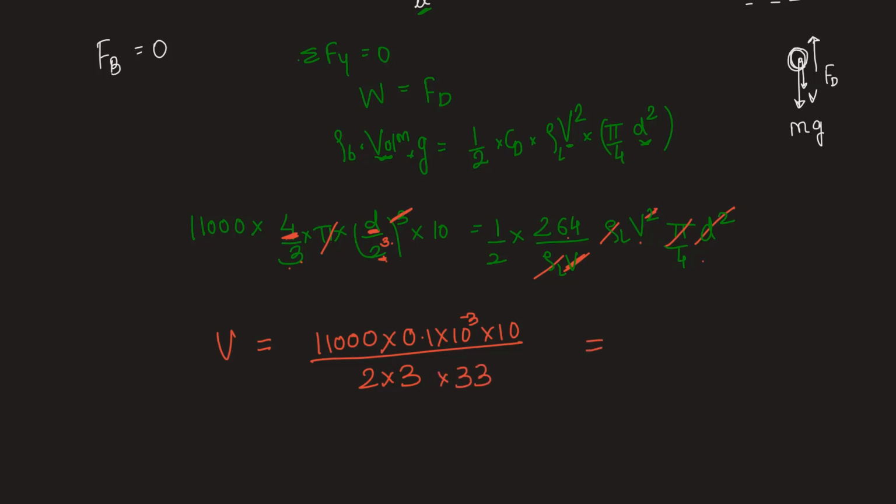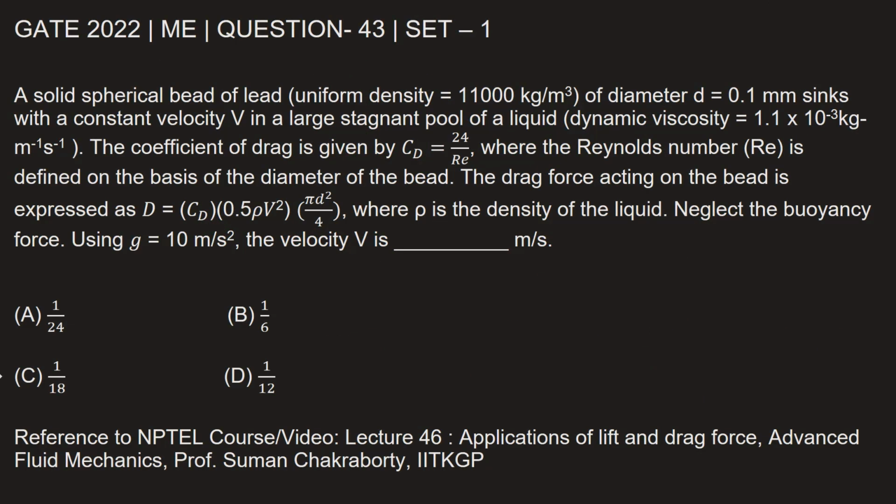So simplifying this, we will have 0.1 into 10 gives us 1. 10 to the power 3 from here can be multiplied to this 10 to the power minus 3 will also give us 1. So finally we are left with 11 upon 2 threes are 6 into 33. I kept it like this because we can reduce this fraction 11 by 33 as 1 by 3. So this gives us terminal velocity as 1 by 18 meter per second. Let's go back and mark this option. We have the answer as 1 by 18 in option C. So option C is correct.